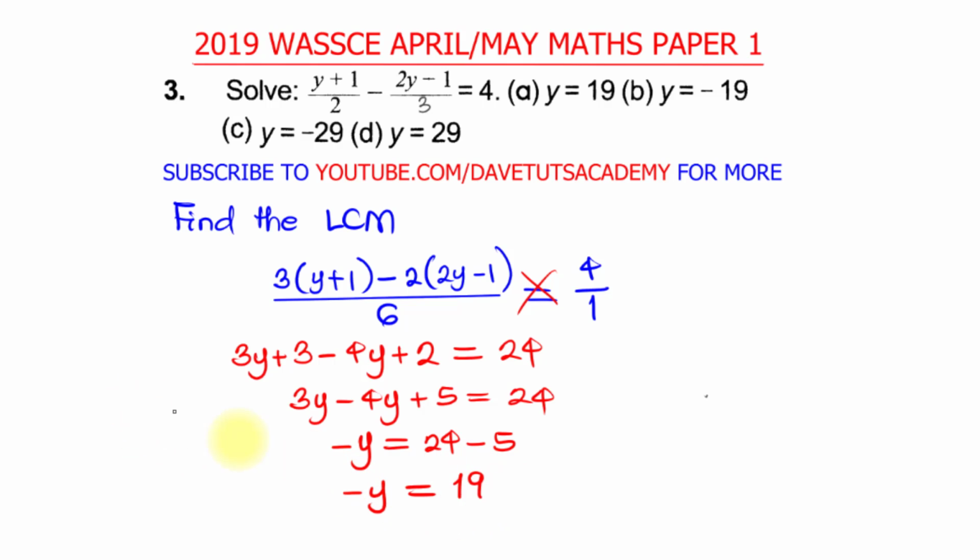Since we want to solve for y, not minus y, we can divide both sides by minus 1, and with that, what will happen is that this negative sign and this negative sign, they will cancel out, and then our y will be minus 19, because 19 over minus 1 is minus 19. And looking at the option that we're given, we can see that option B is what corresponds to y is equal to minus 19, and that is the answer to this particular question.